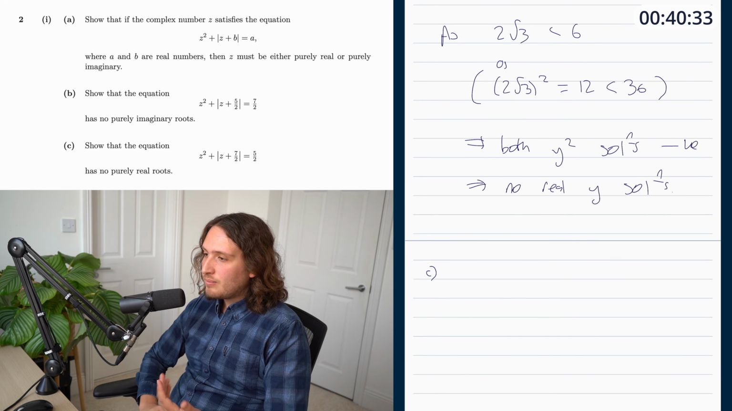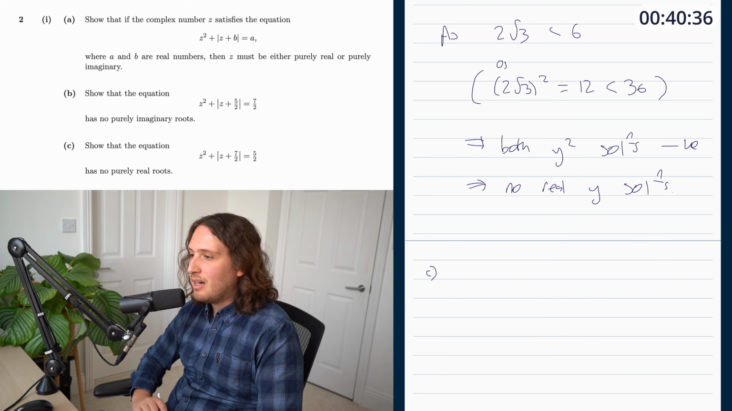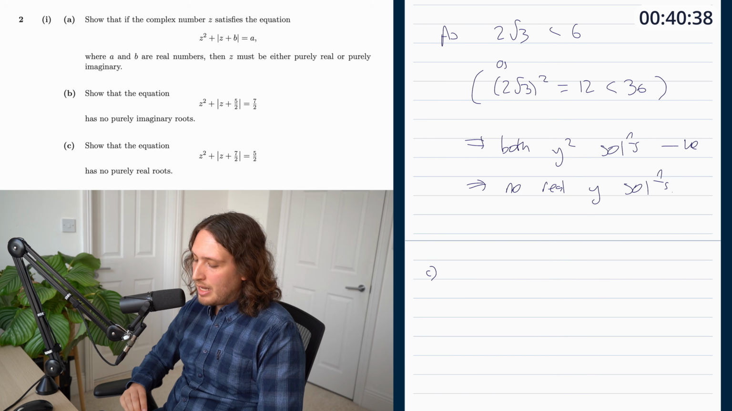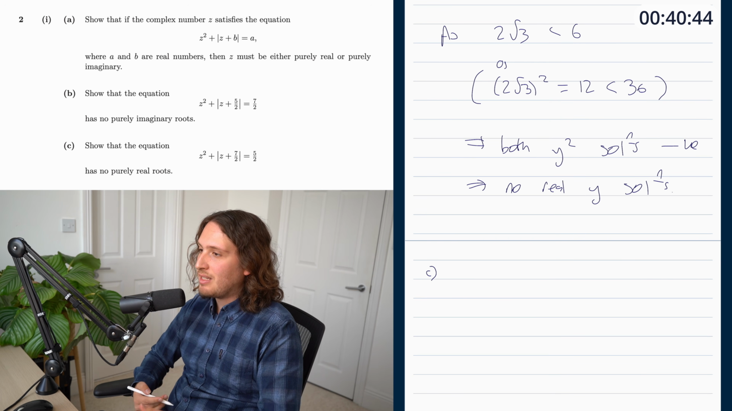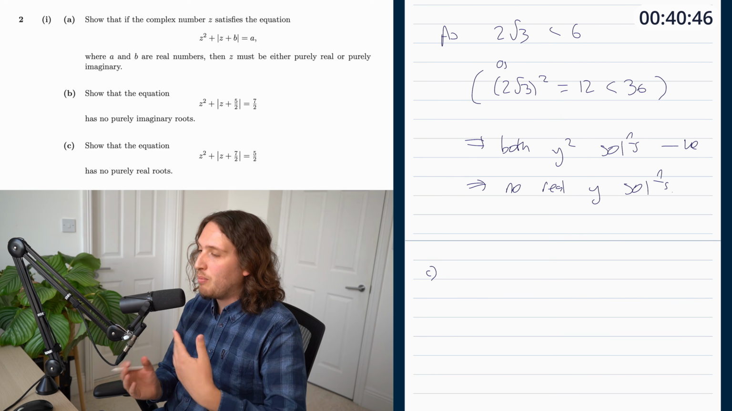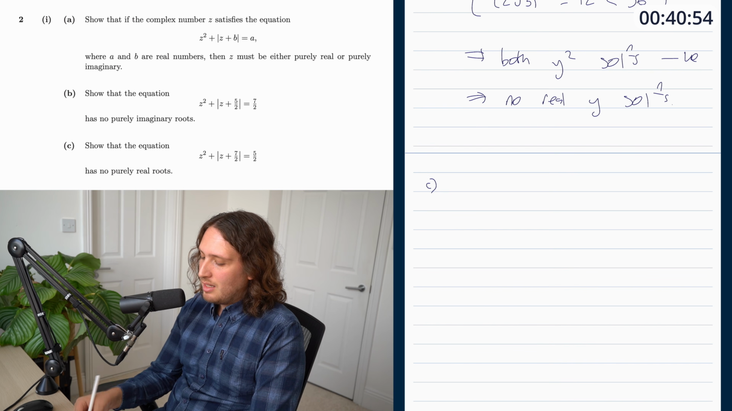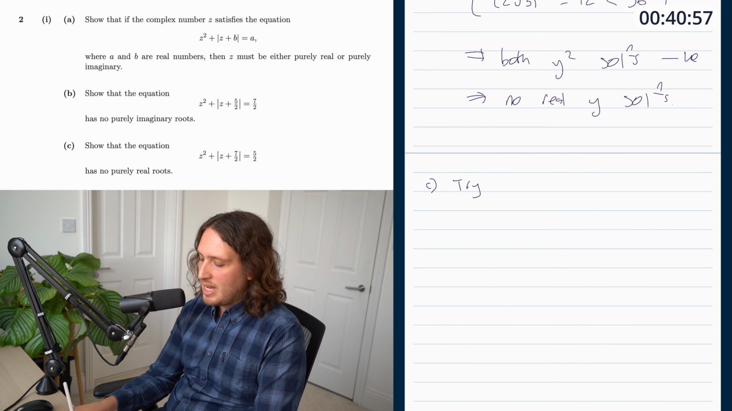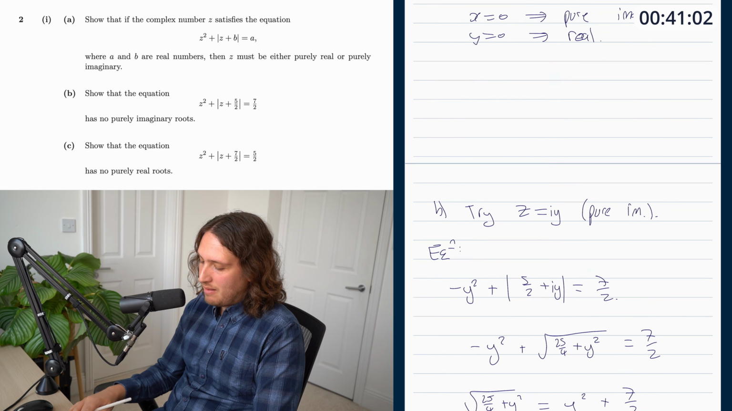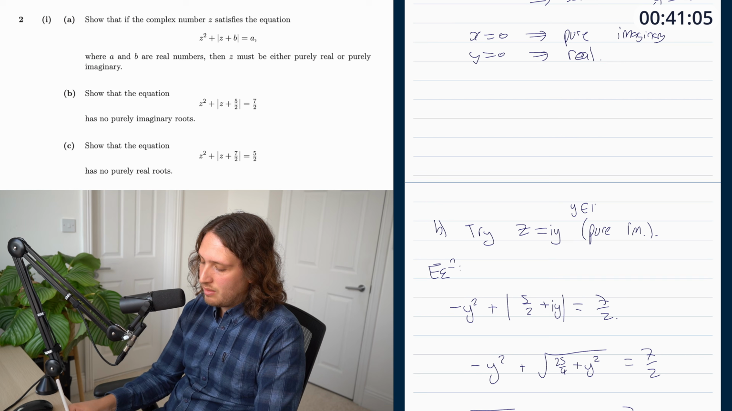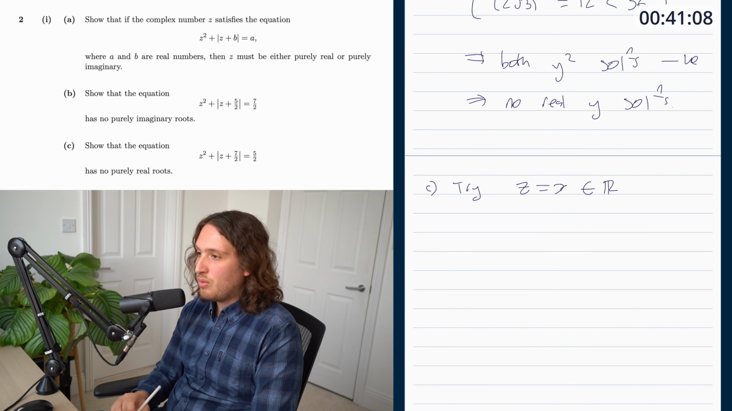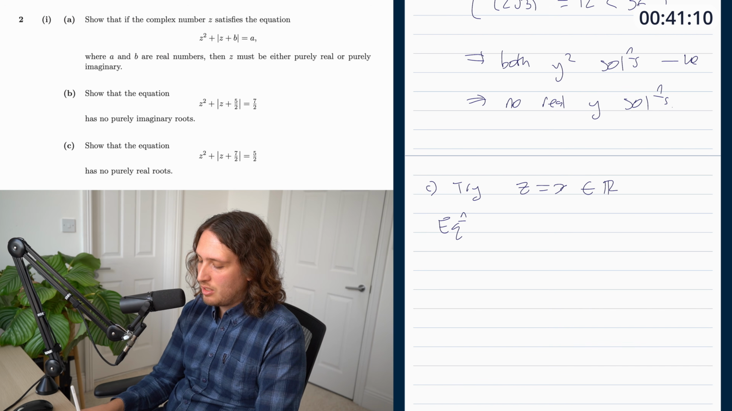Part C, same basic idea. But now I'm going to plug in z is x. Okay, the modulus will be slightly harder because now I've not got a pure imaginary, I've got pure real. I'll have to split into cases, but I'm prepared to do that, I think. So let's try z equals x in the reals. And actually, let's go up here and just mention that y is in the reals. Okay, so if I do that, then what does the equation become?